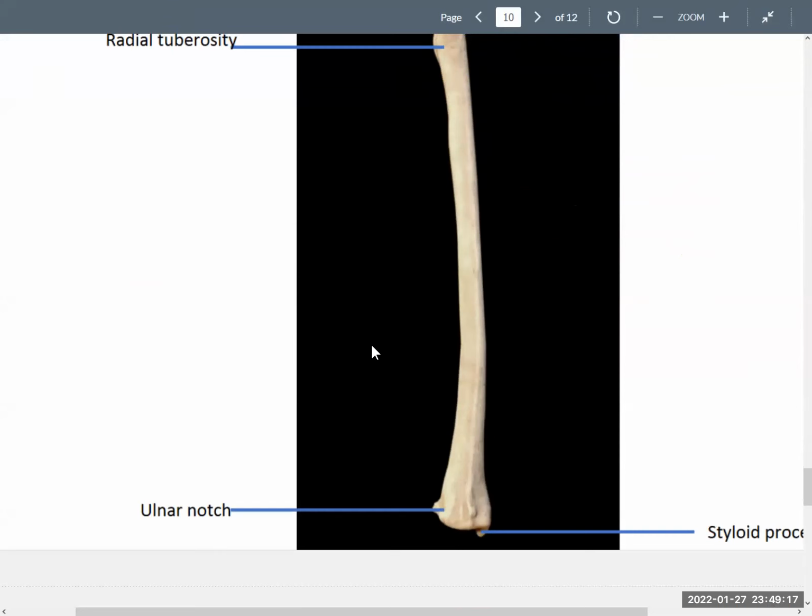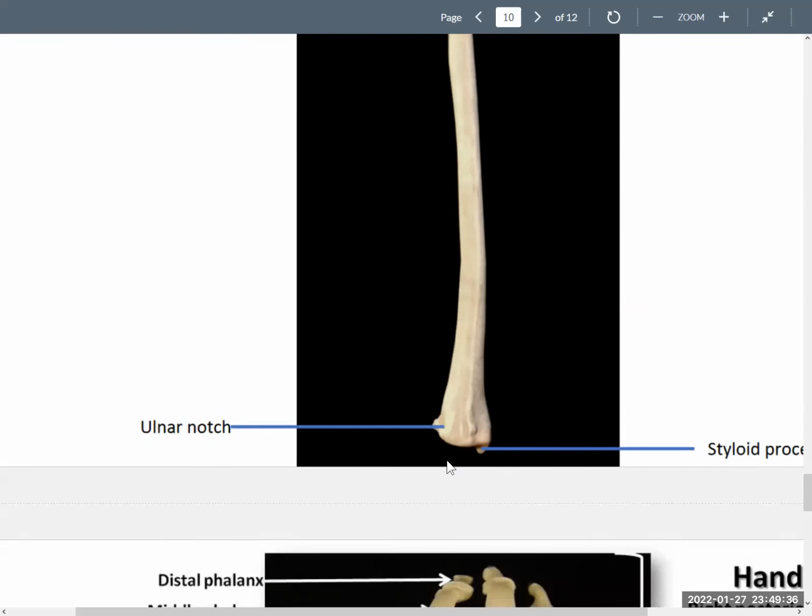Come down farther. Here's the ulnar notch. The notch means that's where the ulna is going to touch at the distal end of the radius. And then at the distal end of the radius is the styloid process again. So the radius and ulna both have styloid processes. If you stand these upright on a table top, the only thing that will touch is the styloid process.